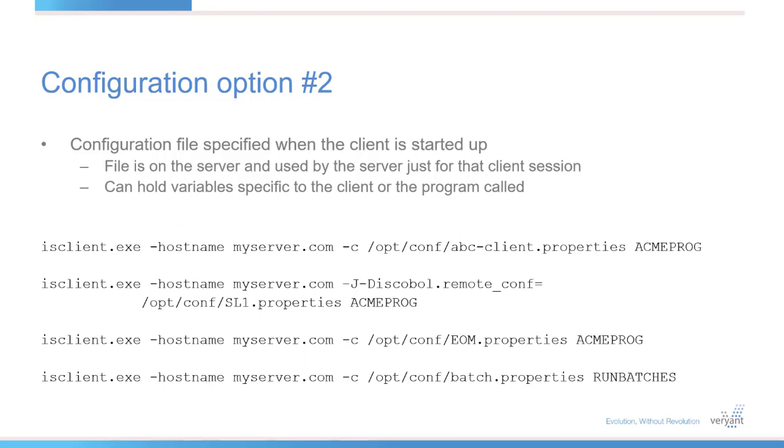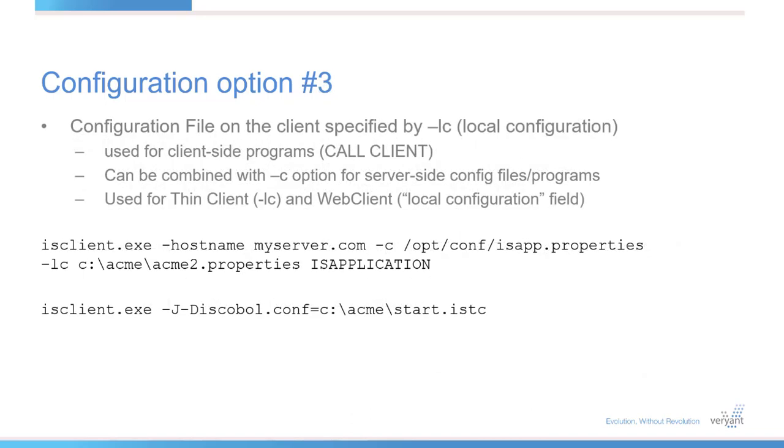Now, look at the second example here. It uses an alternative to the -c runtime switch. And this is the -j-d followed by isCOBOL.remote_conf and then the value. This is what the -c switch expands to in the runtime framework, and you can use either one of these syntaxes.